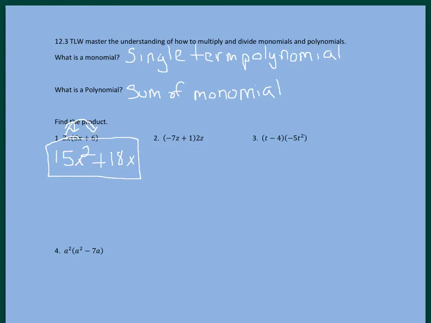So here, even though it's on the other side, it means distribute. Just do it backwards. So 2z times negative 7z, negative 14z squared. 2z times 1, 2z.